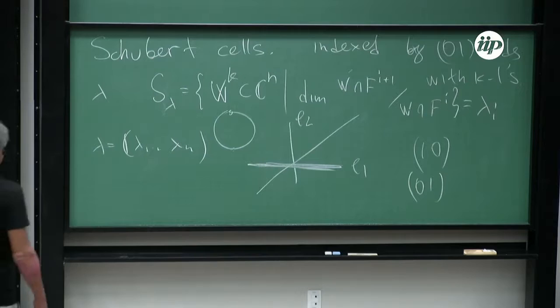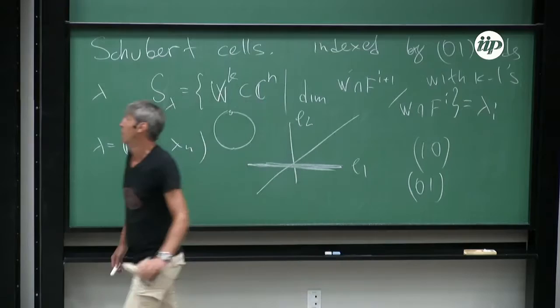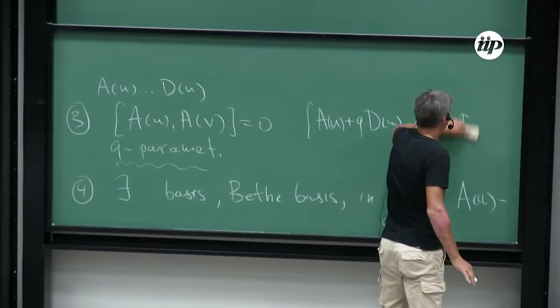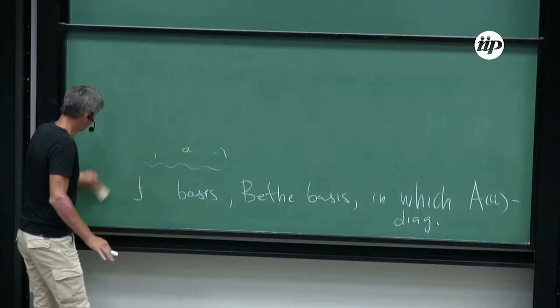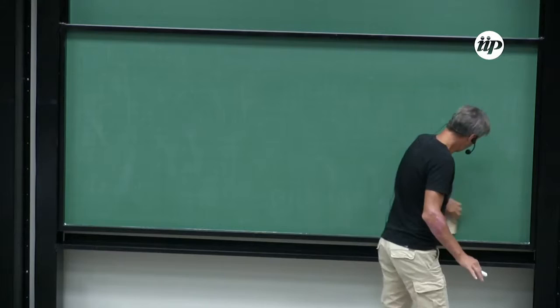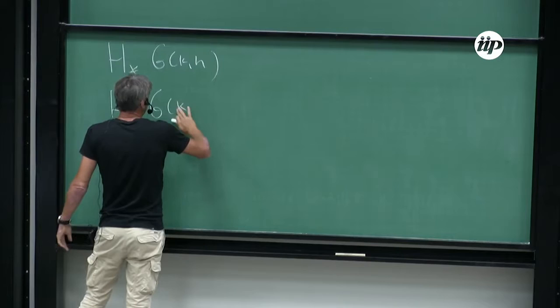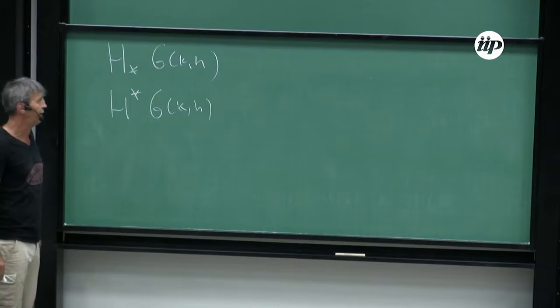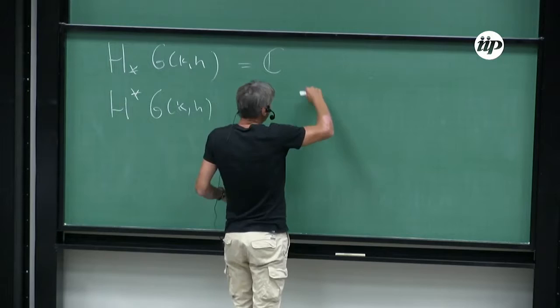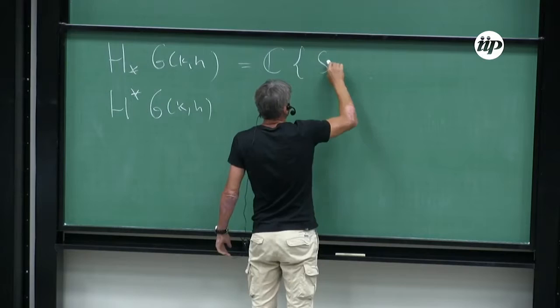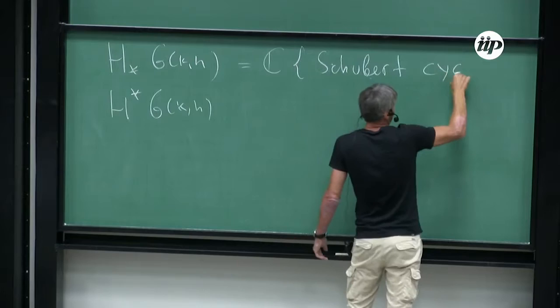Now, what is cohomology? I will erase maybe something. What is homology and cohomology, naively? So let me stick to this example. I define for you two vector spaces. One is called the homology of the Grassmannian, and the other is called the cohomology of the Grassmannian. And out of the two vector spaces, one would have even more structure. It would be a ring. So this is a vector space over complex numbers, virtually generated by Schubert cycles.